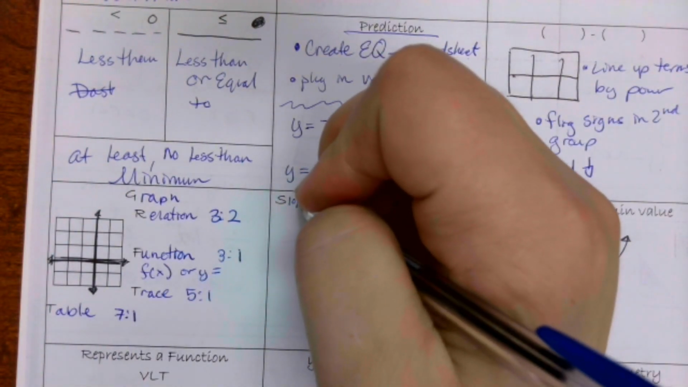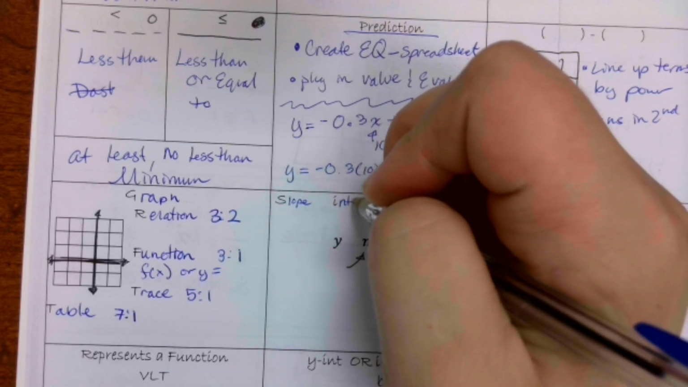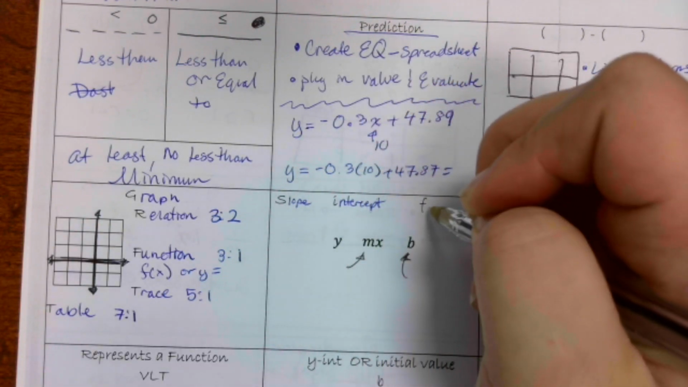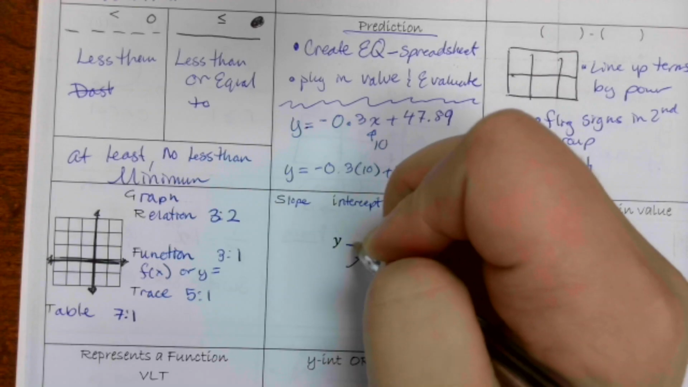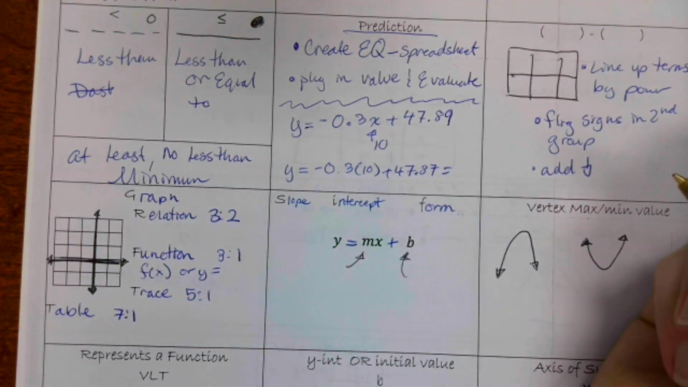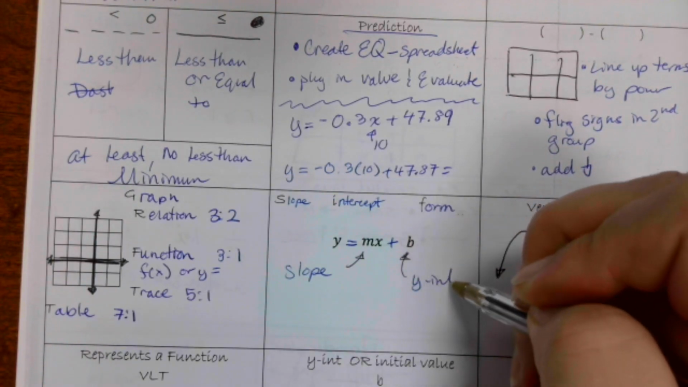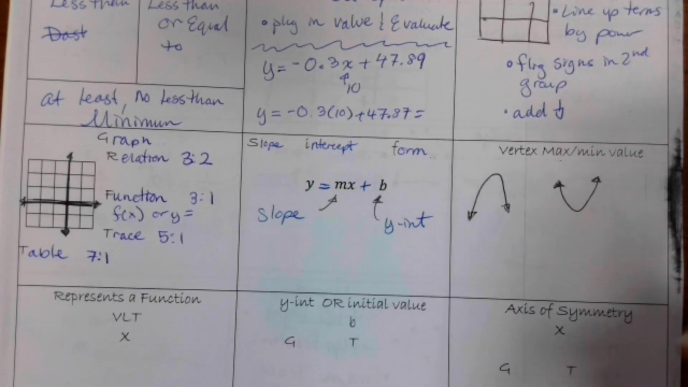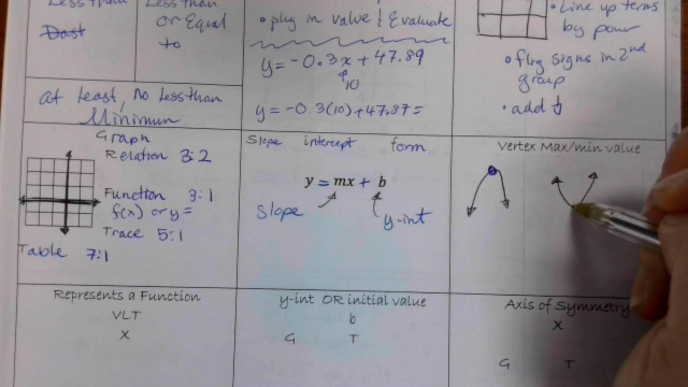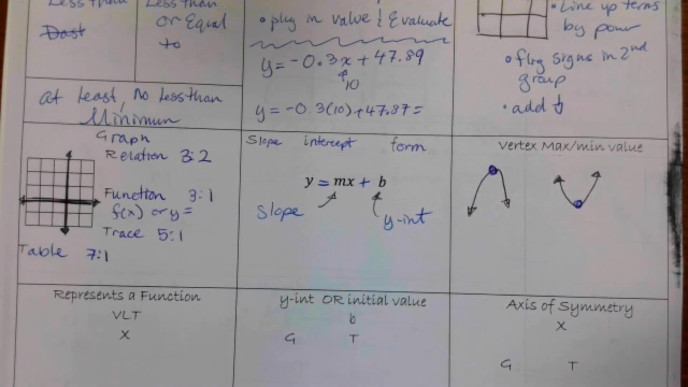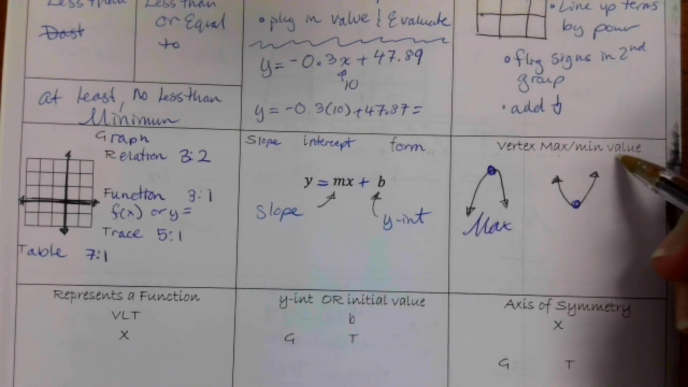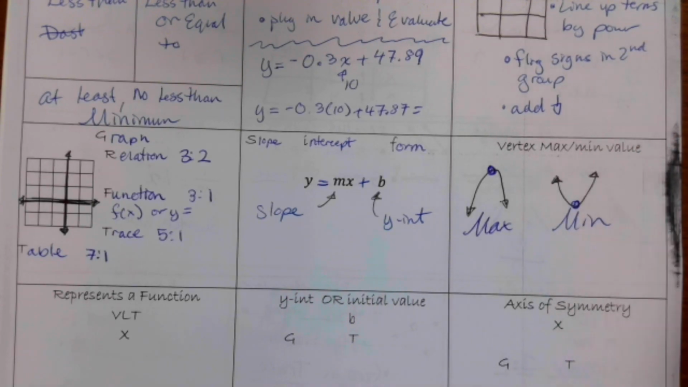This is slope-intercept form. Y equals mx plus b. The m is your slope. The b is your y-intercept. Your vertex is either the top or the bottom. If it's the top, it's your max. If it's the bottom, it's your min.